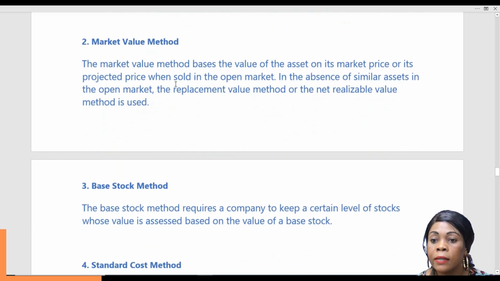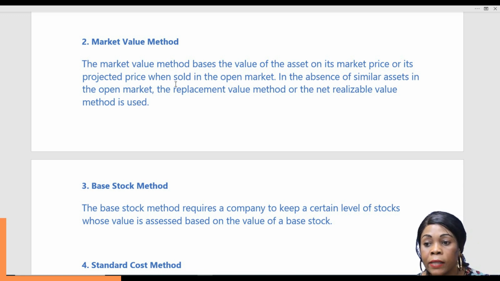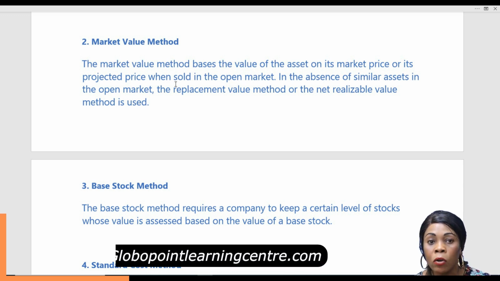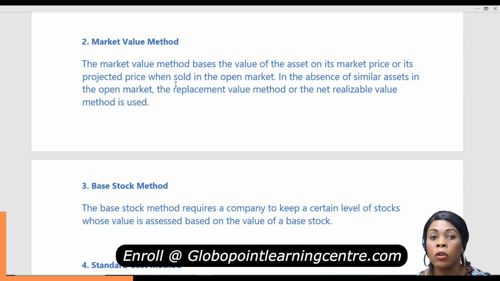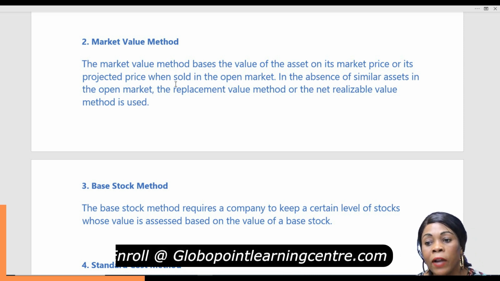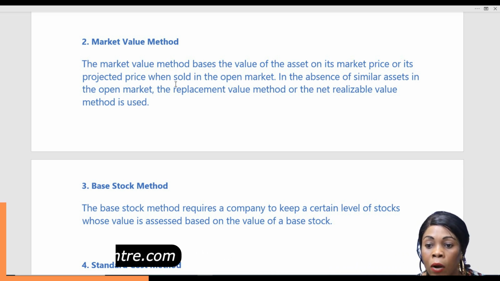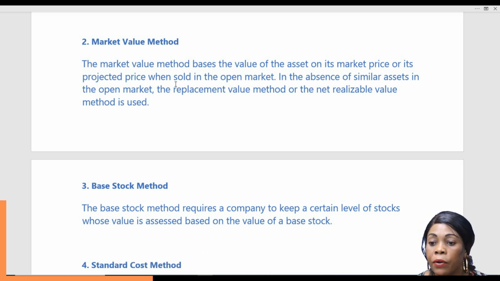The other method is the market value method. The market value method bases the value of the asset on its market price or its projected price when sold in an open market. In the absence of similar assets in an open market, the replacement value method or the net realizable value method is used. Okay, the other method is the base stock method.